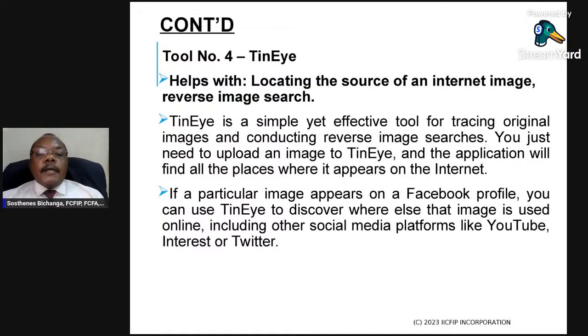Tool number four, TinEye. This helps in locating the source of an internet image, a reverse image search. TinEye is a simple yet effective tool for tracing original images and conducting reverse image searches. You just need to upload an image to TinEye, and the application will find all the places where it appears on the internet. If a particular image appears on a Facebook profile, you can use TinEye to discover where else that image is used online, including other social media platforms like YouTube, Pinterest, or Twitter.